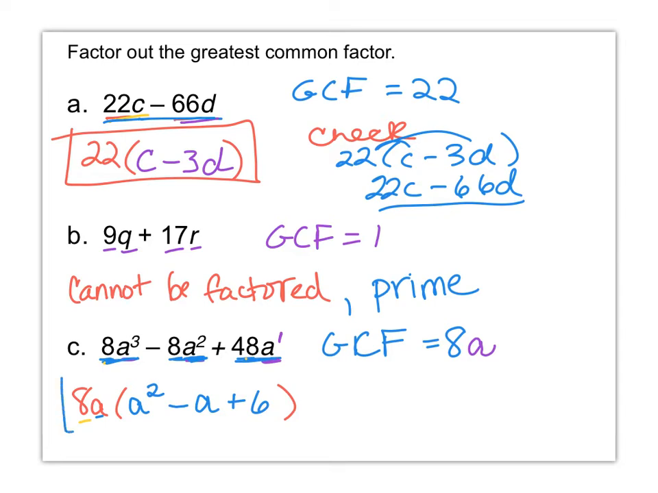Now our factored form is written here, where we have the greatest common factor 8a as the monomial out in front, and then the result of factoring that out is your trinomial a squared minus a plus 6.